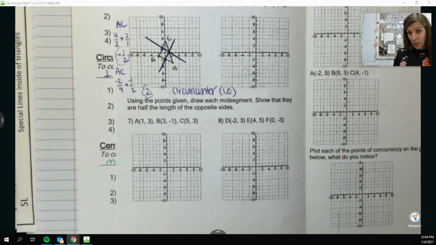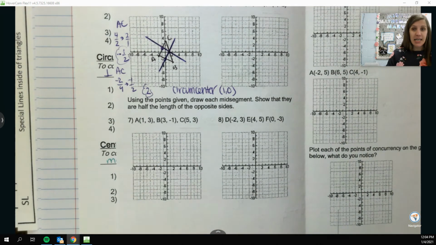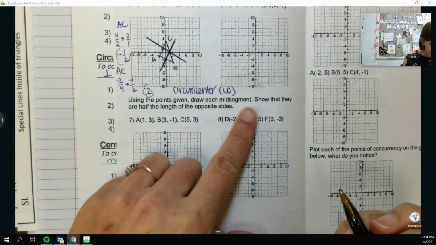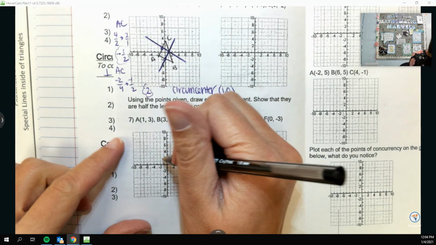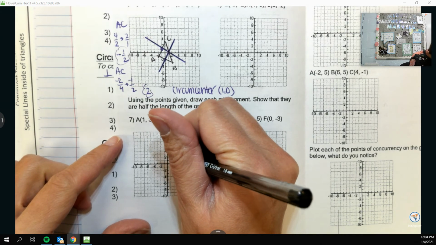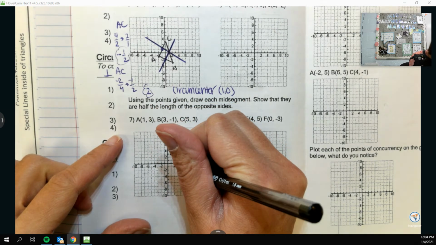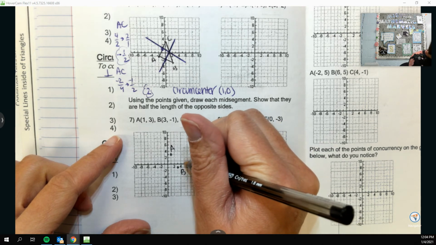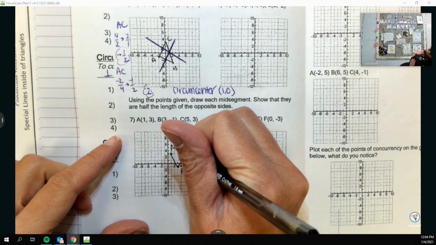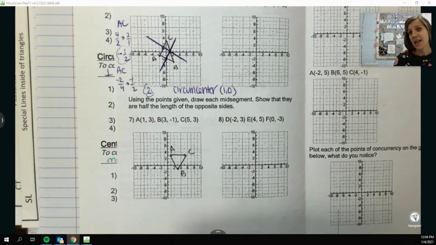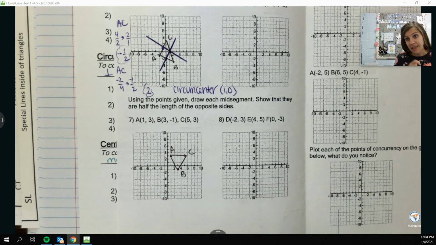Now, I did say we could do one more, so we could also find the mid-segment. I can't really do the in-center because of the angle bisectors, like I can't do that, but I can find the mid-segment because I can find all the midpoints. So if we draw out this triangle, 1, 3, 3, -1, 5, 3, 1, 2. I can find the midpoints of each side and connect them to get the mid segment.